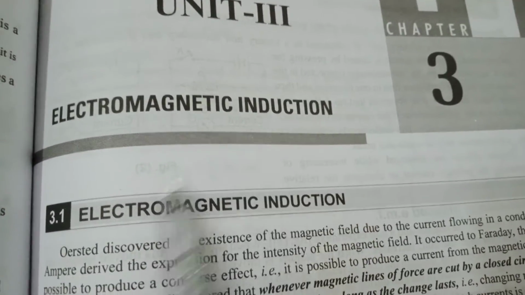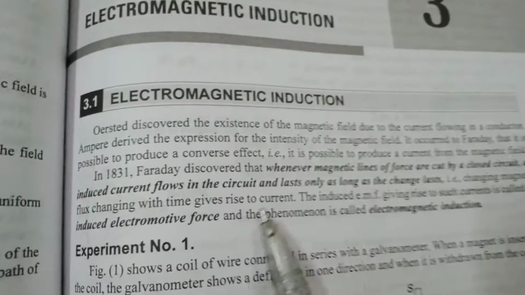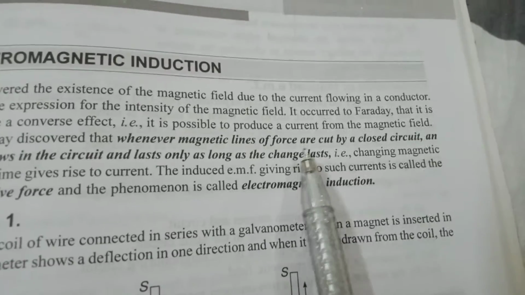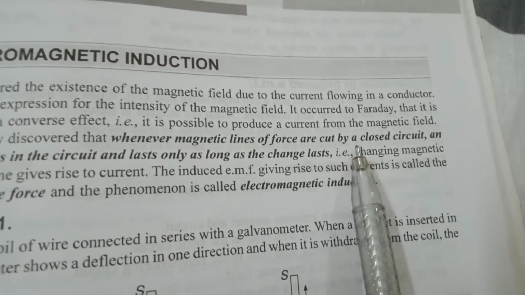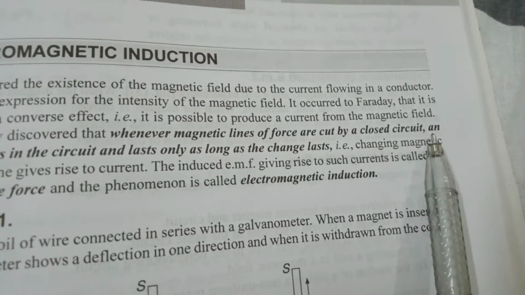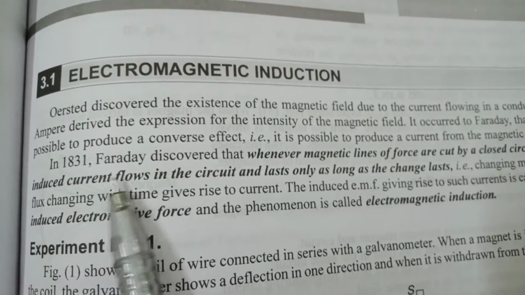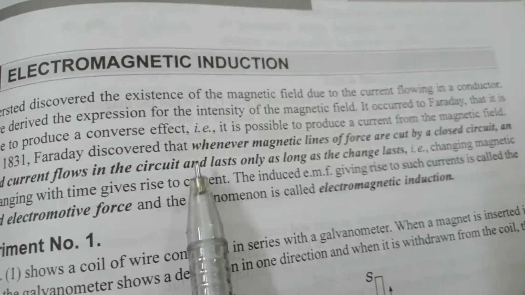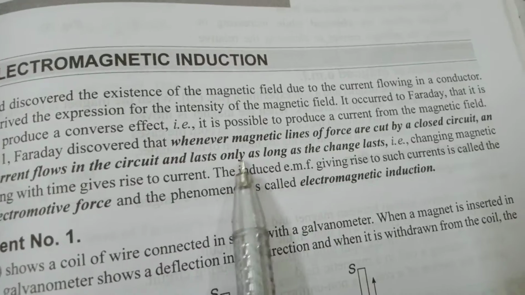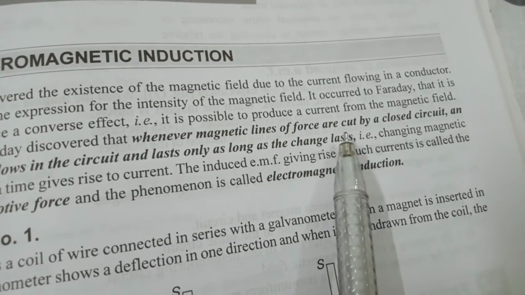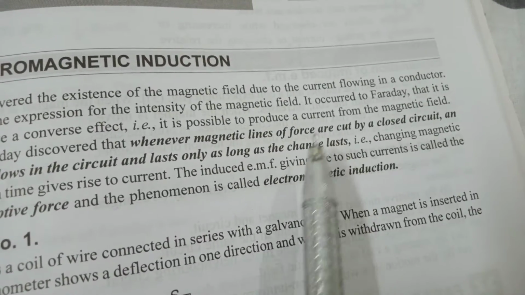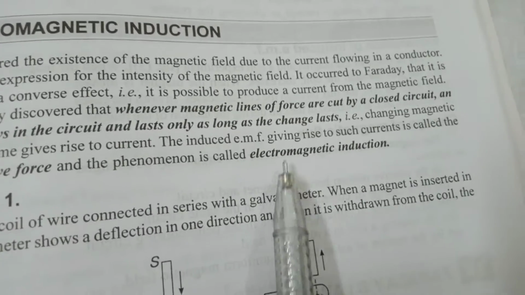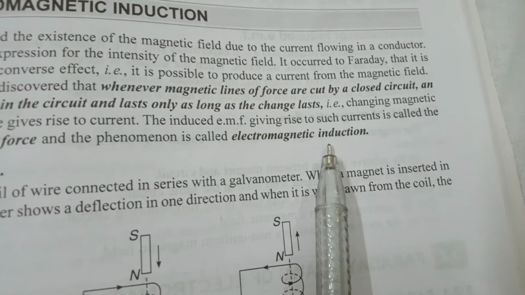Electromagnetic Induction. Introduction. Whenever magnetic lines of force are cut by a closed circuit, an induced current flows in the circuit. And this current will last only as long as the change lasts. This phenomenon is called electromagnetic induction.